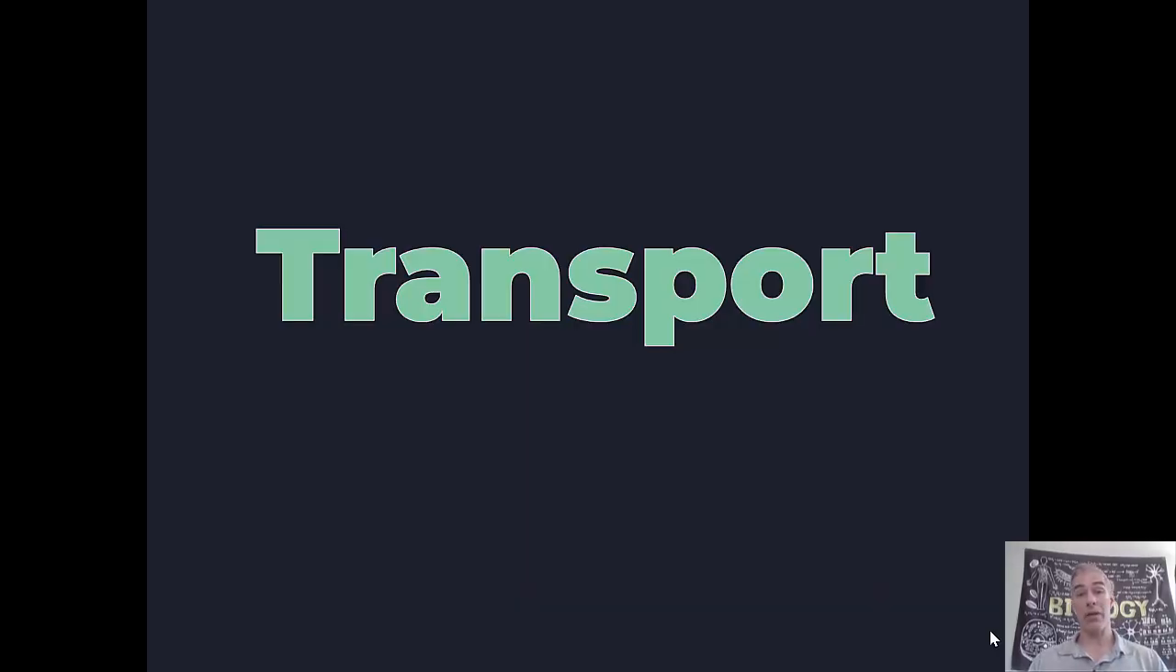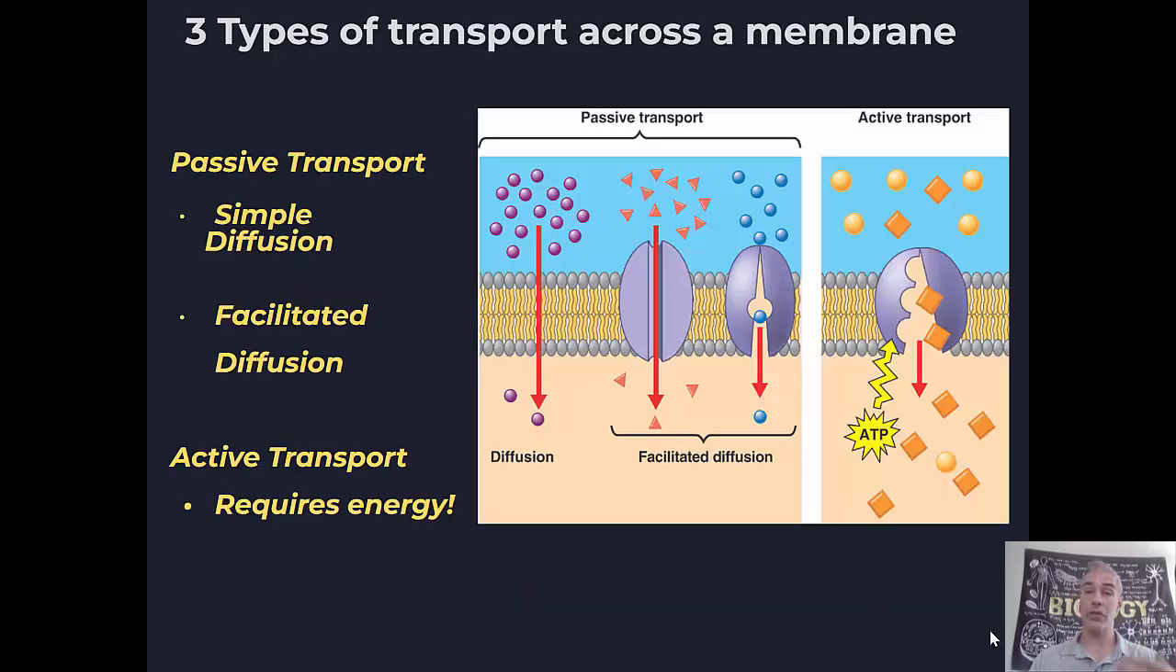So let's now talk about that process. How do we get things across easily? There's three types of transport. There's simple diffusion, which we talked about earlier, which is simply things crossing the membrane easily. These are our small hydrophobics.